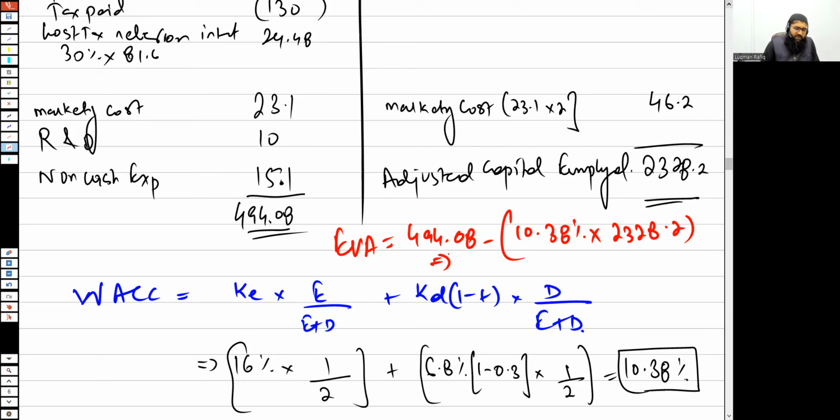So resultingly, the EVA is going to be 252.4 million approximately. So the EVA is going to be 252.4.